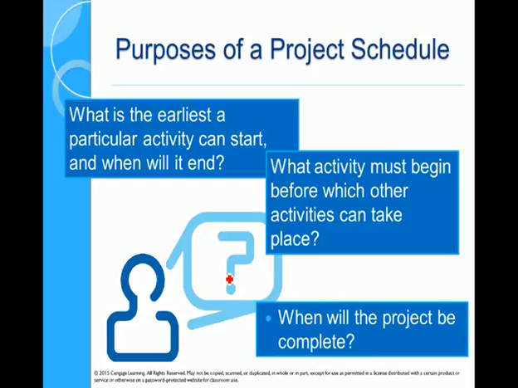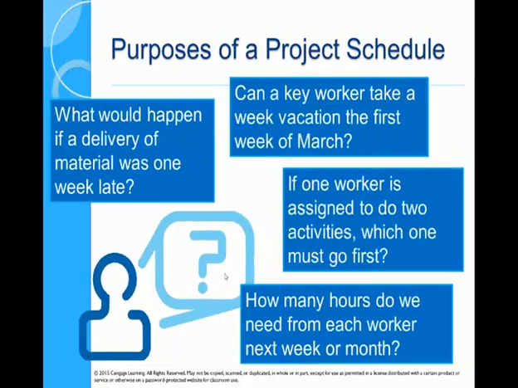What is the earliest time a particular activity can start? When will that activity end? And it also tells us things about sequence. Before we can dig this hole, what needs to be done? Before we put on the ceiling, we must have the ground and the walls, and then we can have the ceiling. Then we can have the roof. So it gives us a sequence of things. So mainly, a schedule tells us when we believe the project will be completed. It tells us at what time each activity can be done. And it also gives us an idea of what sequences are involved.